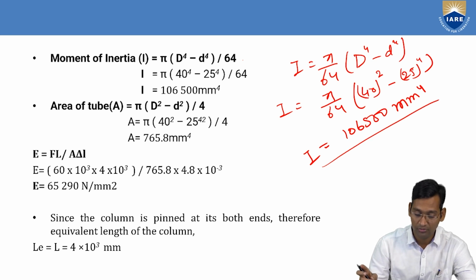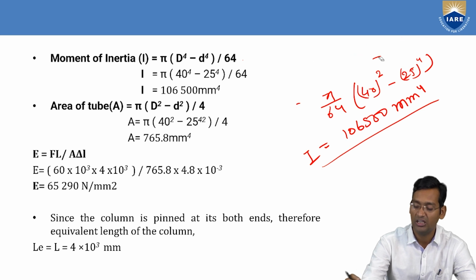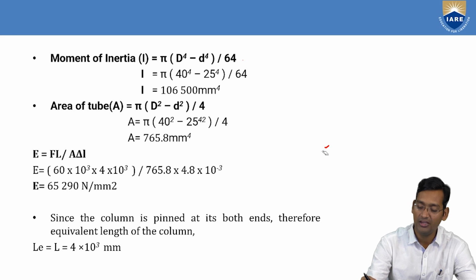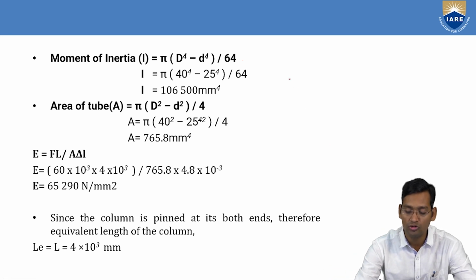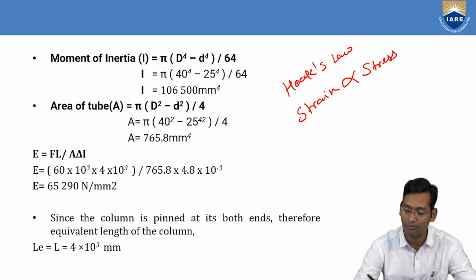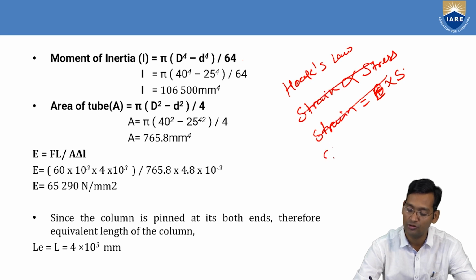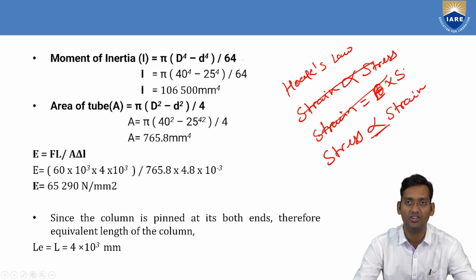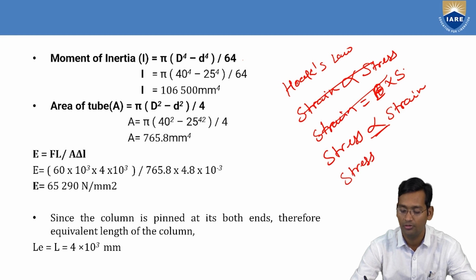Now we have the moment of inertia. Next, we have to find E. So what is E from Hooke's law? What does Hooke's law say? Stress is directly proportional to strain. For this proportionality, one constant is required to remove the proportionality. So stress equals E, the Young's modulus of elasticity, into strain.